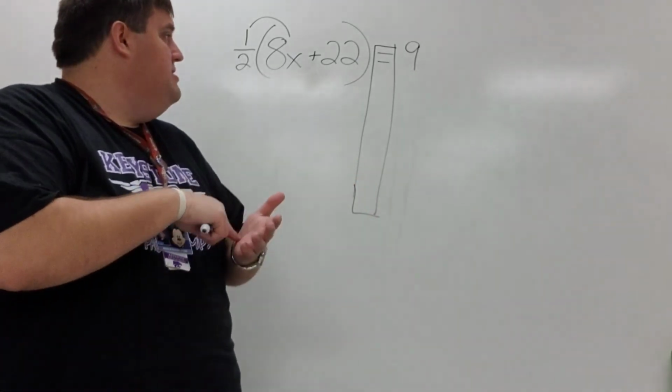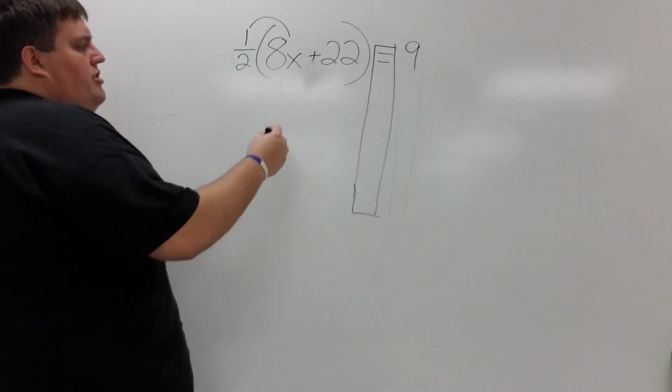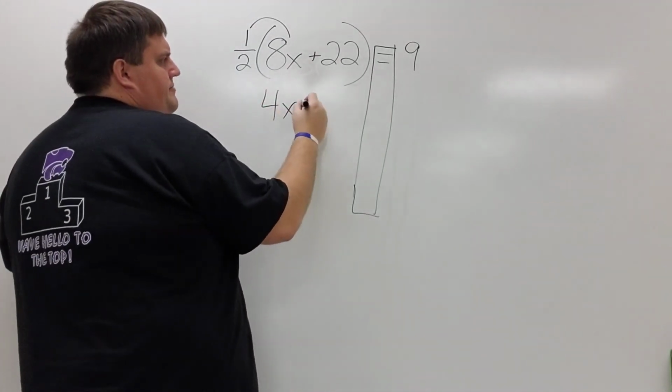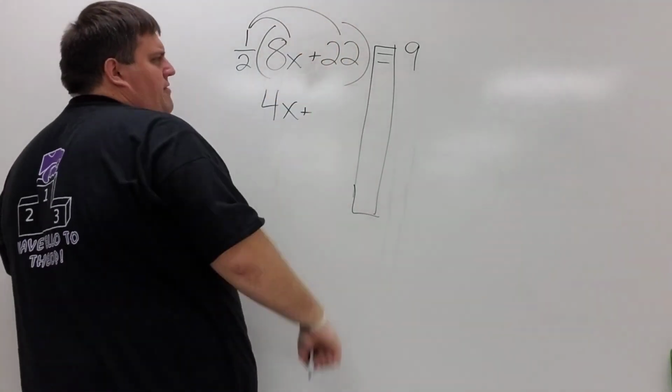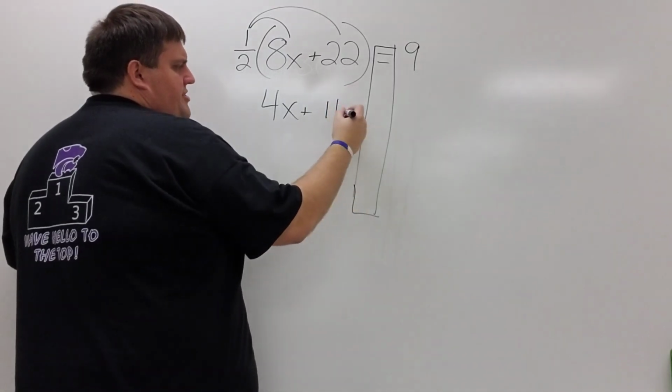1/2 times 8. That should give you 4x. And 1/2 of 22 is just 11.